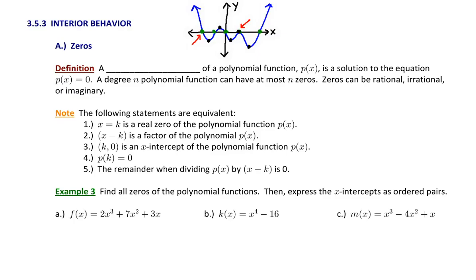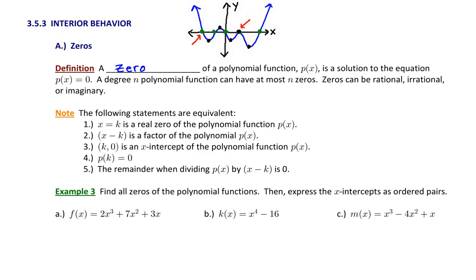So let's get some terminology straight for the zeros of a polynomial function. A zero of a polynomial function f of x, p of x, is the solution to the equation p of x equals 0. Now, we saw this terminology when we solved higher degree polynomial equations in Unit 2. Now we're just working with two variable polynomial functions. A degree n polynomial function can have at most n zeros. So if I have a degree 2 polynomial, I'll look for 2 zeros. If I have degree 3, 3 zeros, etc. Remember, zeros can be rational, irrational, or imaginary.